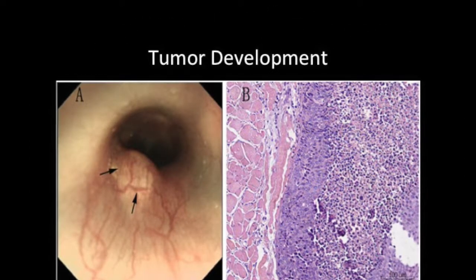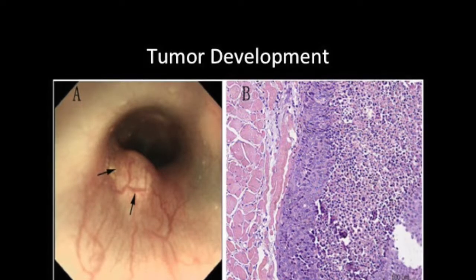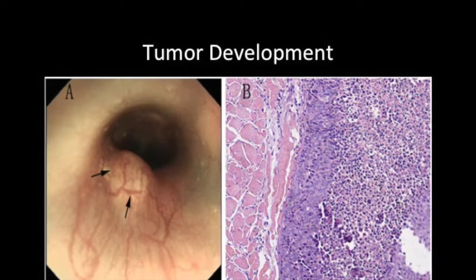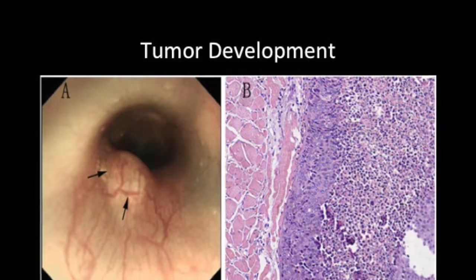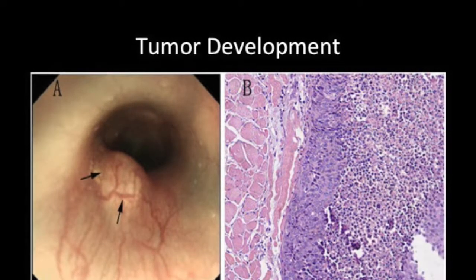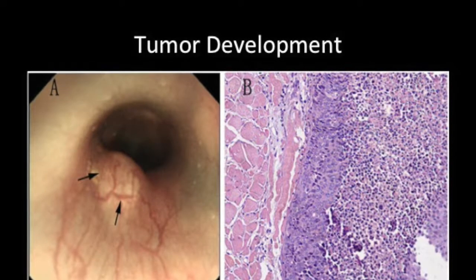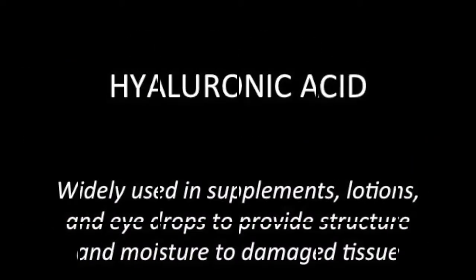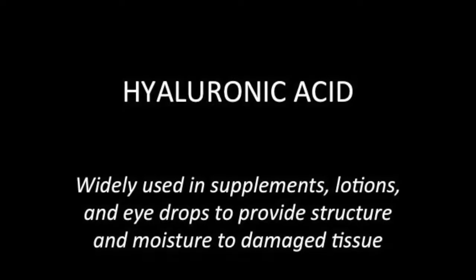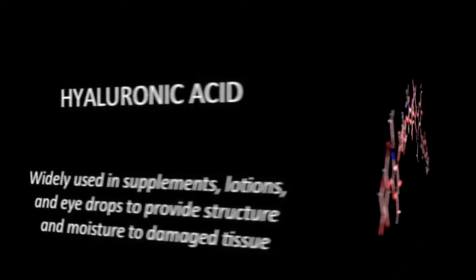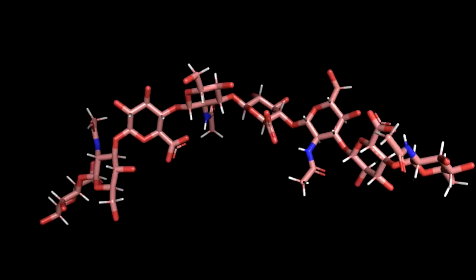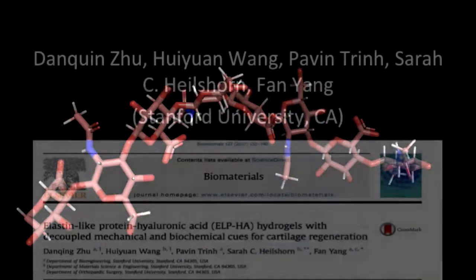Hyaluronic acid, or more specifically sodium hyaluronate, has been shown to enhance both tumor growth and CD44 expression of cancer cells at wound sites, suggesting that the use of sodium hyaluronate might stimulate the growth of residual tumor cells. Because of hyaluronic acid's physical and healing properties, it has been widely used in the production of supplements, lotions, and eye drops to provide structure and moisture to damaged tissue.